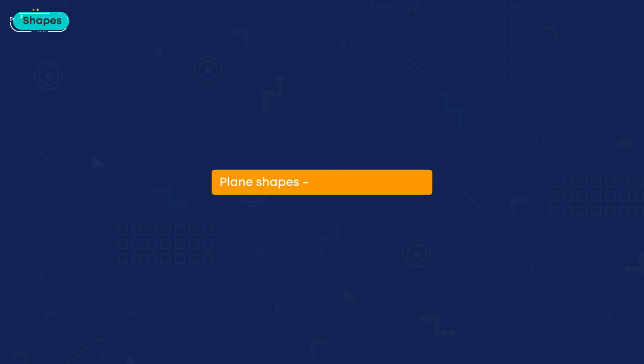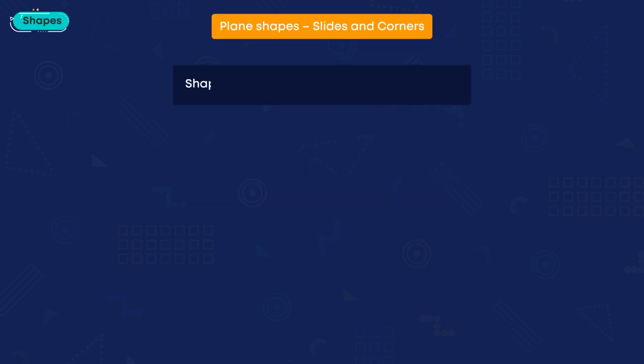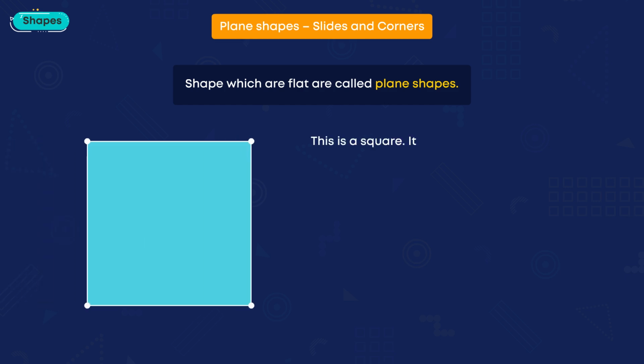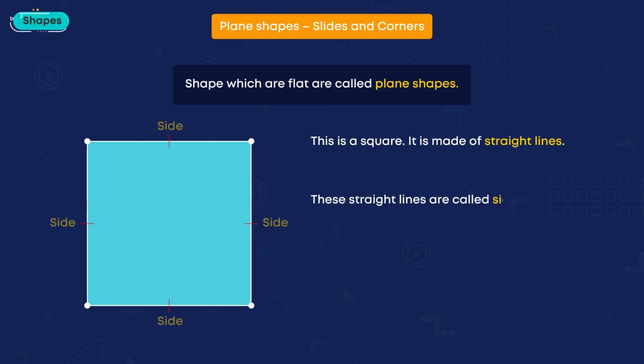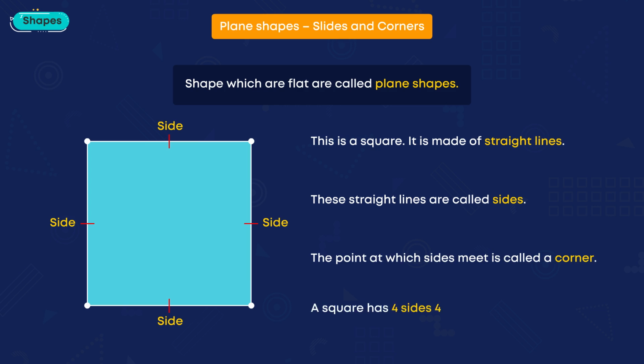Plane shapes, sides and corners. Shapes which are flat are called plane shapes. This is a square. It is made of straight lines. These straight lines are called sides. The point at which sides meet is called a corner. A square has 4 sides, 4 corners.